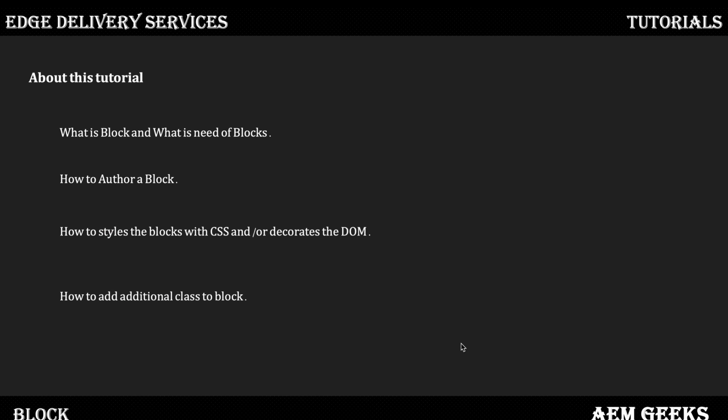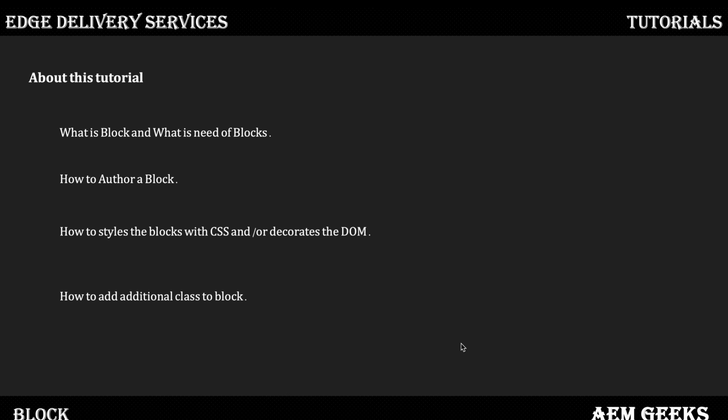Now let me come back to my first question again. What is block? So block is a piece of code to achieve a specific UI. To achieve a specific reusable UI means you add a content and different content on different page and you can use the same UI with different content on different pages. This is same as block in AEM.